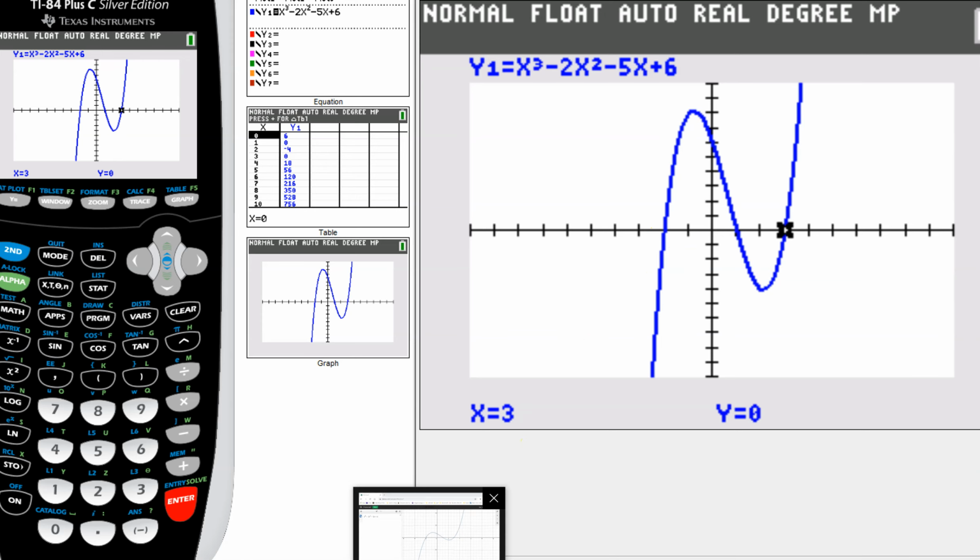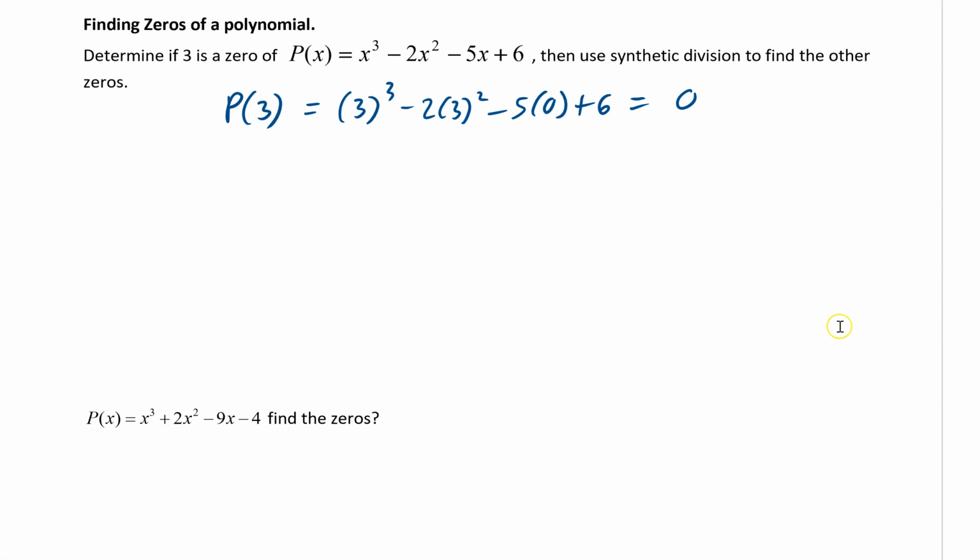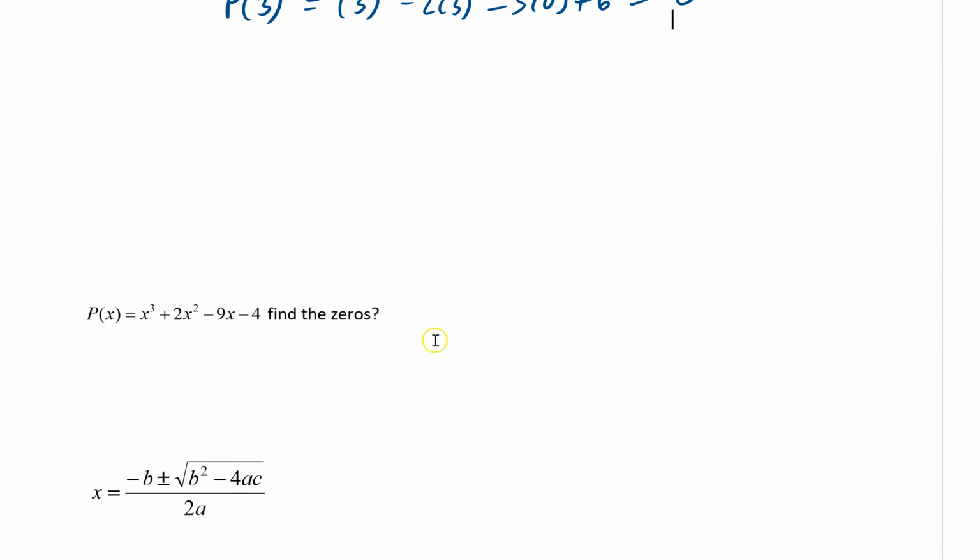You can also use the graphing calculator Desmos, right? By plugging it in there, you can see there's all your zeros. So we have established that 3 is a 0. Now what we're going to do is find the rest of the zeros. Okay? So how do you do that?